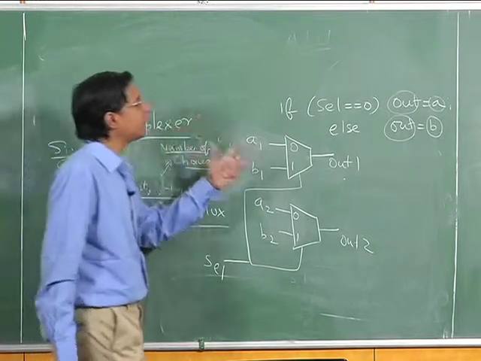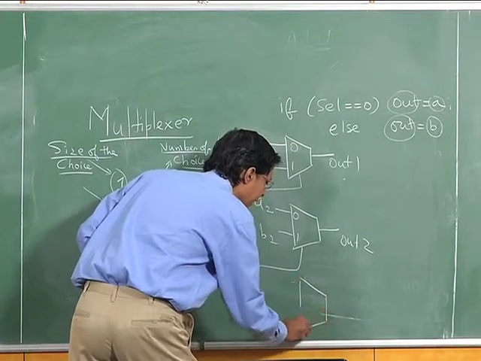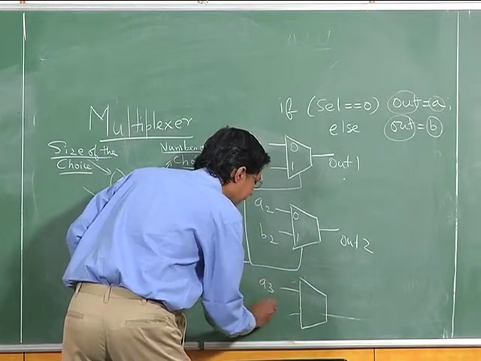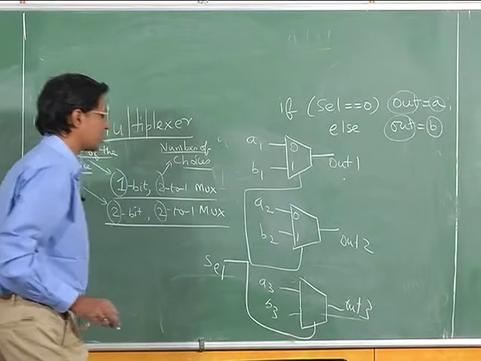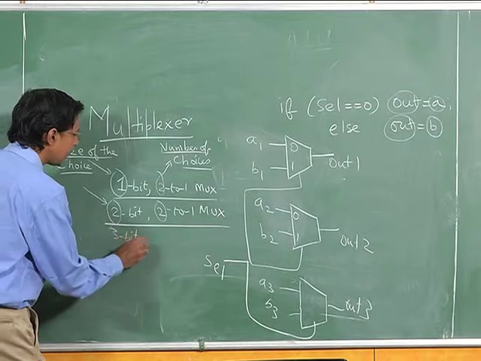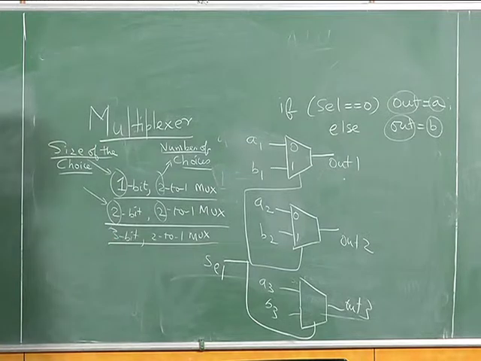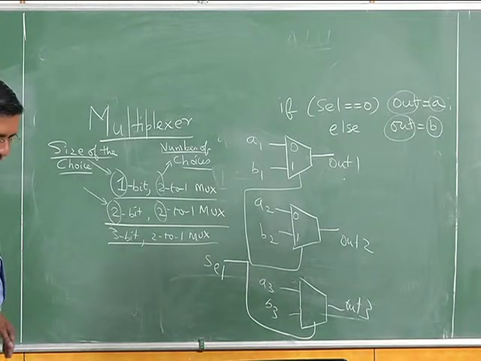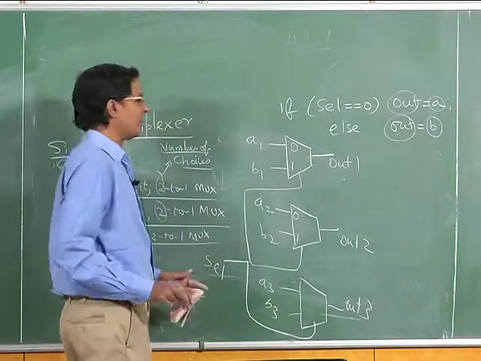Suppose A and B are 3 bits and out is also 3 bits, then essentially I will put one more mux here. I call it A3 B3, and this will become out 3, and your select bit goes here. So, this is a 3-bit 2 to 1 mux. Like that I can go for 16 bits or 32 bits, etc. Do you all follow this?